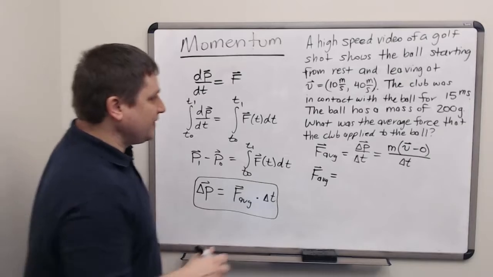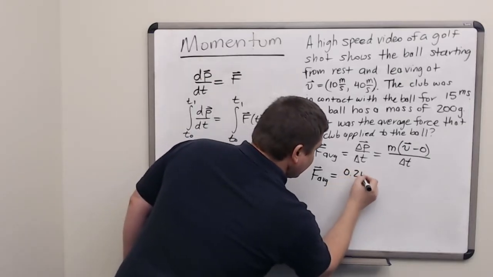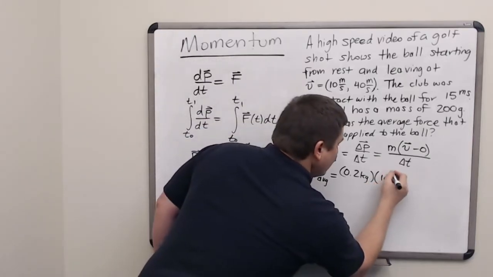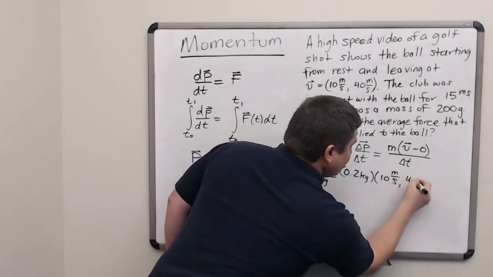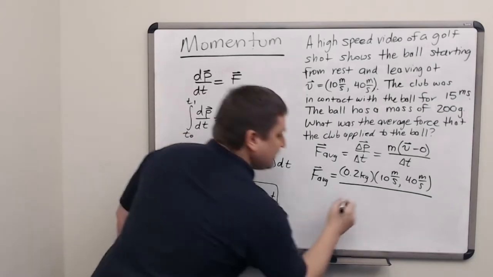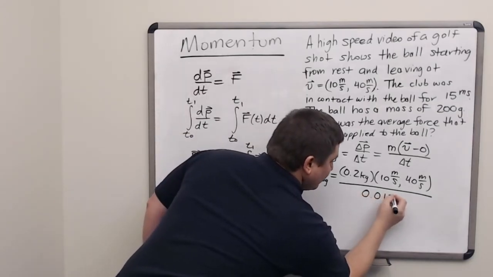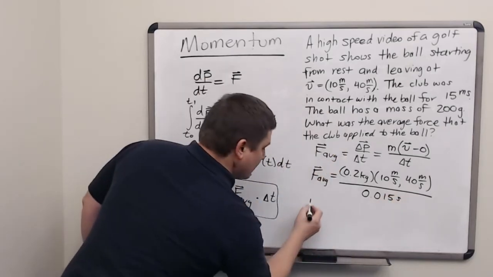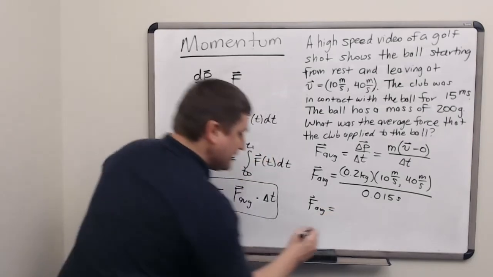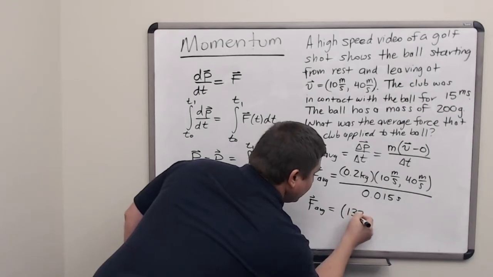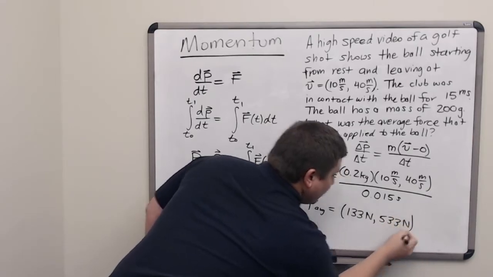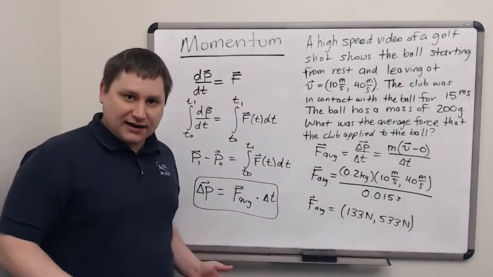So let's plug in our numbers here. 200 grams is 0.2 kilograms. The velocity vector remains as a vector, 10 meters per second, 40 meters per second. The time interval, 15 milliseconds, is equivalent to 0.015 seconds. And if I put all those numbers together, I get a force vector of 133 newtons for x, 533 newtons for y. So that's the average force of the club head on the ball.